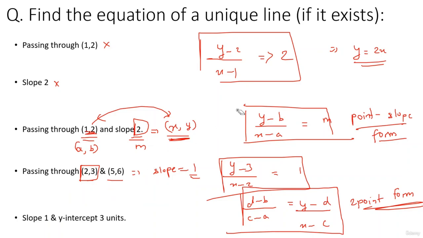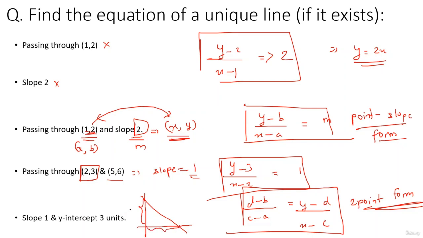Slope 1 and y-intercept 3 units. Okay, guys. So slope दिया हुआ है and y-intercept दिया हुआ है 3 units. Now, what is the purpose of giving you the y-intercept? Okay, y-intercept का basically मतलब ये होता है the distance that the line will cut on the y-axis. Similarly, x-intercept क्या होगा? The distance that the line will cut on the x-axis.